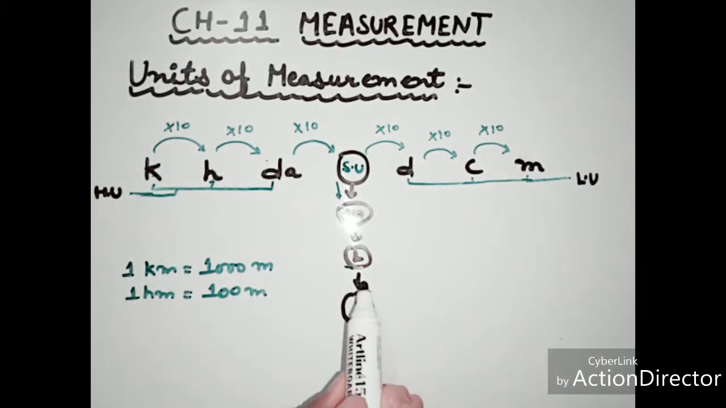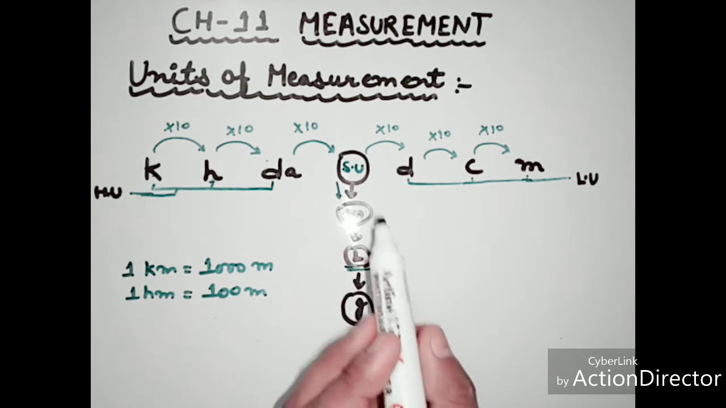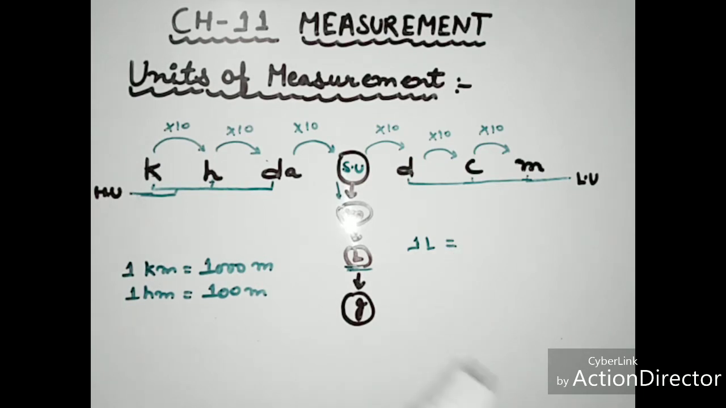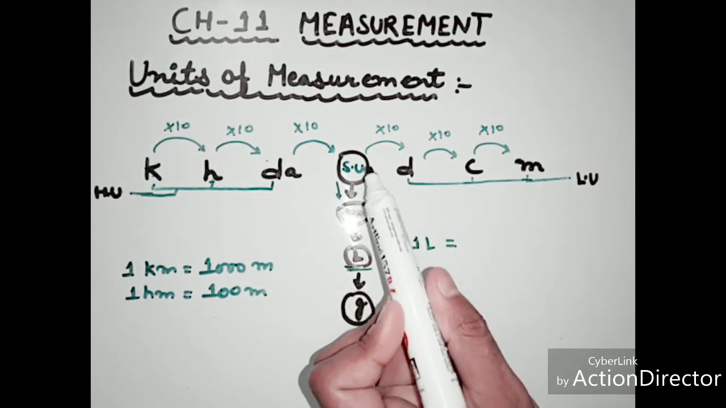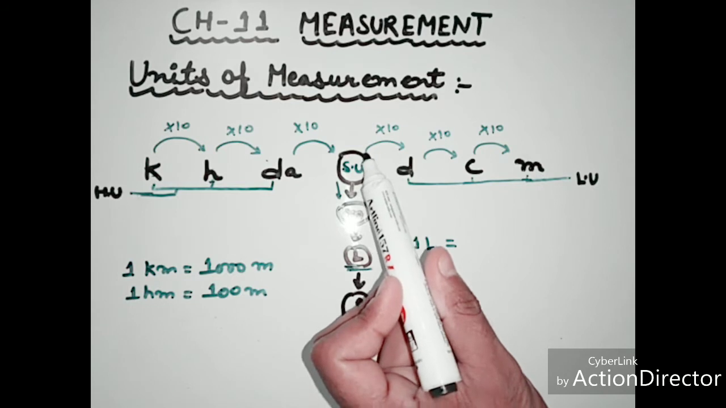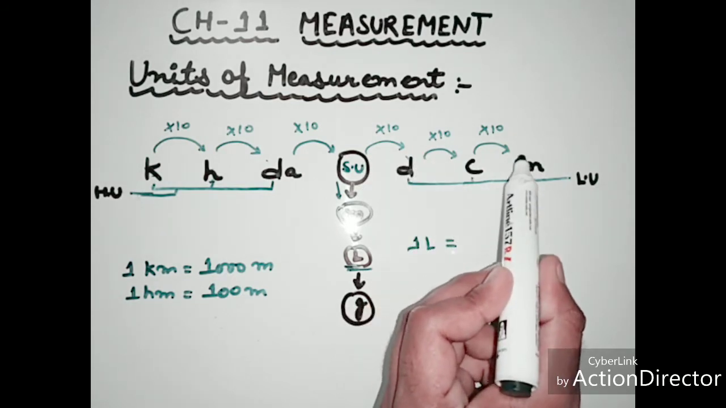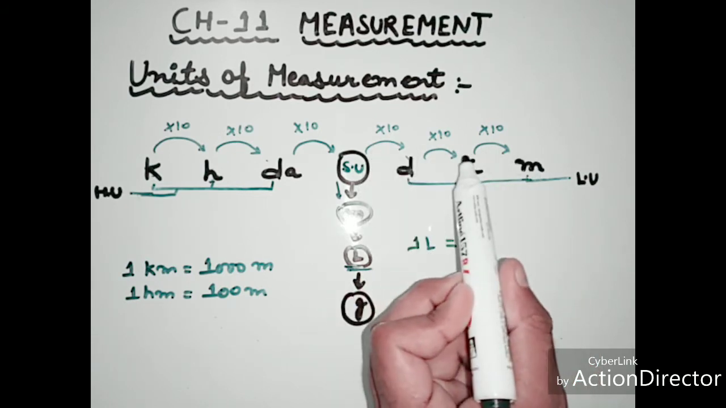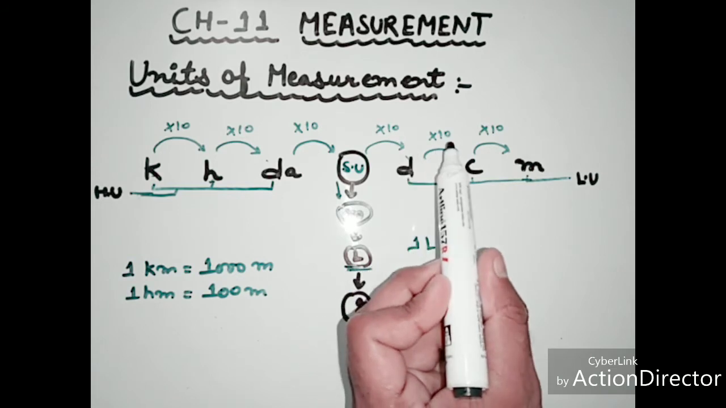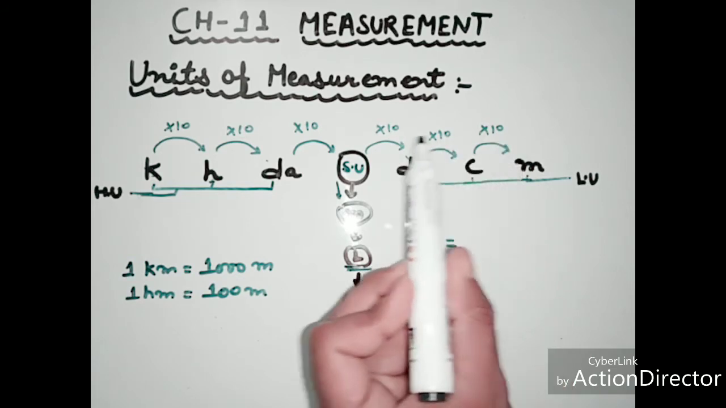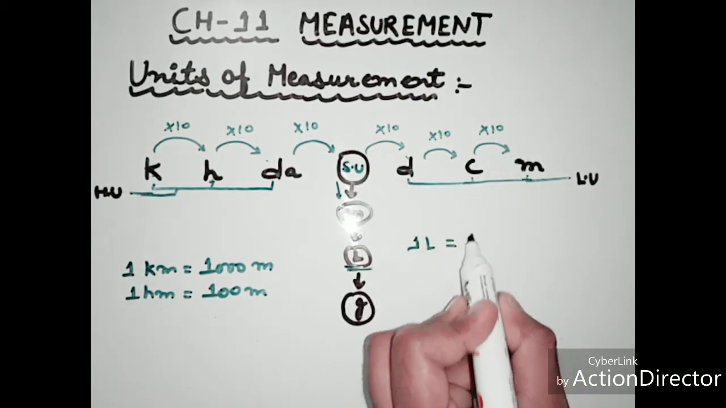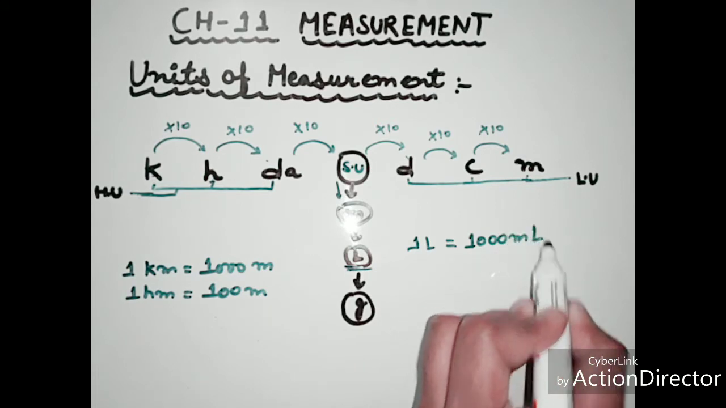Now we use liter. How many milliliters in 1 liter? So liter place is here and we move to the right hand side, 1, 2, 3, higher to lower units. So how many places do we move? 1, 2, 3. So 10 multiplied by 10 multiplied by 10 means 1000. So how many milliliters in 1 liter? Means 1000 milliliters.